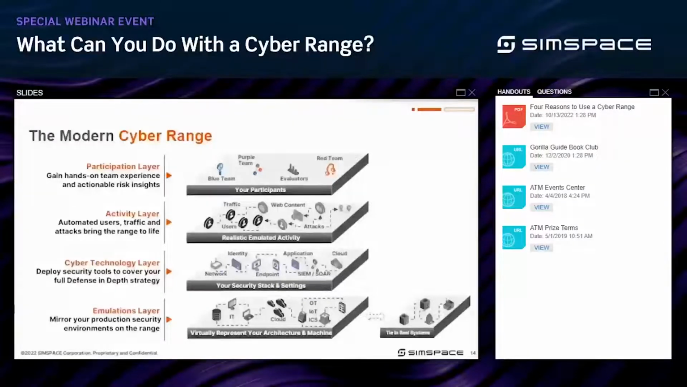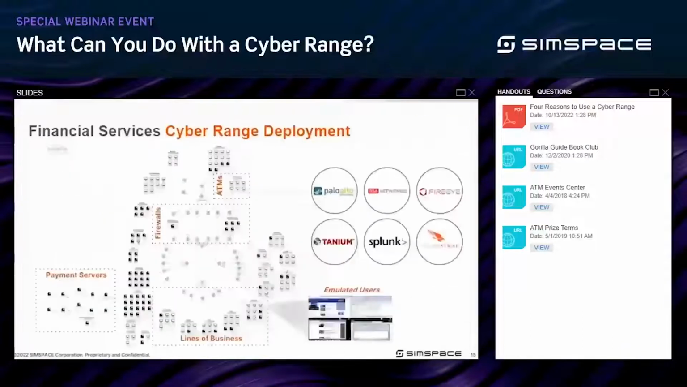We run events where a blue team, a red team, or a purple team and evaluators can all interact in this space. What that tends to look like is we have a range that includes, in this case, firewalls, ATMs, the line of business and payment servers. This is just one example of a fairly medium-sized financial institution.